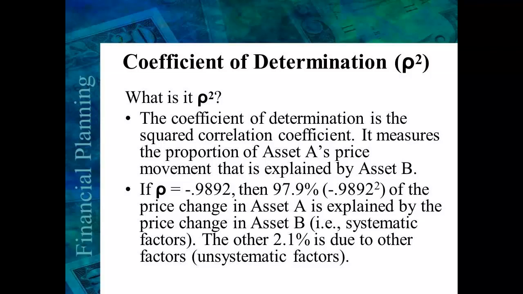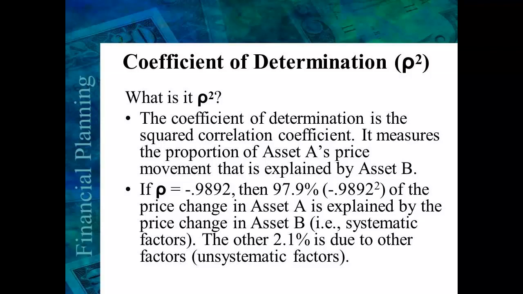Question: what is the coefficient of determination? The coefficient of determination is the squared correlation coefficient, rho squared. It measures the proportion of asset A's price movement that is explained by asset B.